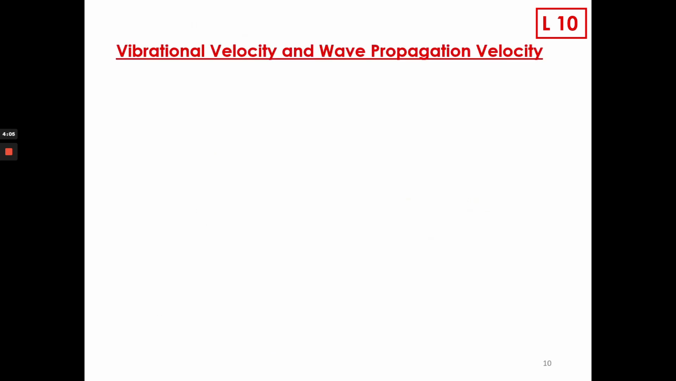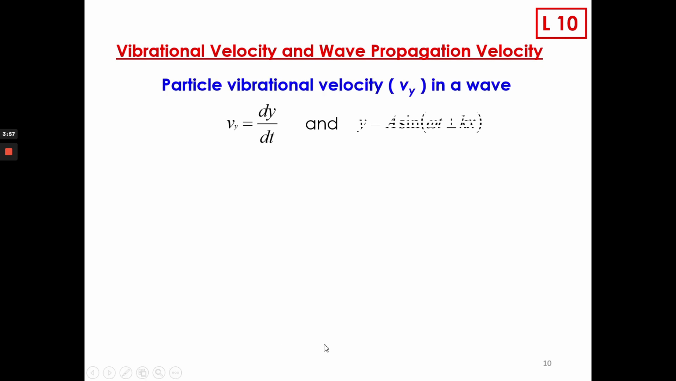Next, vibrational velocity and wave propagation velocity. What is the difference between them? Vibrational velocity is the particle vibrational velocity. As you know, this wave is made of particles, which go up and down producing the wave. So there are two types of velocity. As the particle goes up and down, that is what we call vibrational velocity. And the wave the particles make, that is wave propagation velocity.